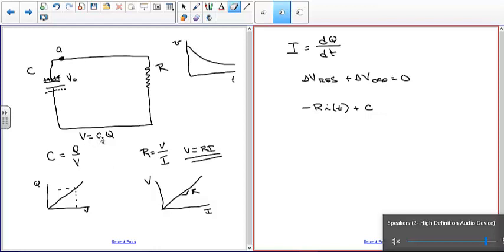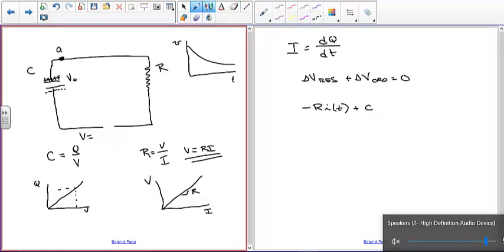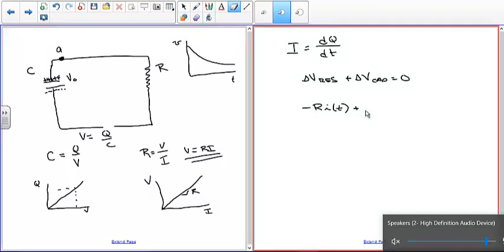It's equal to Q divided by C. So what we do is we switch these. This goes to the denominator, that goes to the numerator. So it's going to be Q divided by C, and it's going to be Q as a function of time divided by C, and that equals 0.